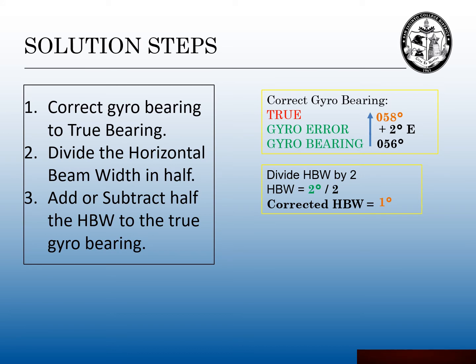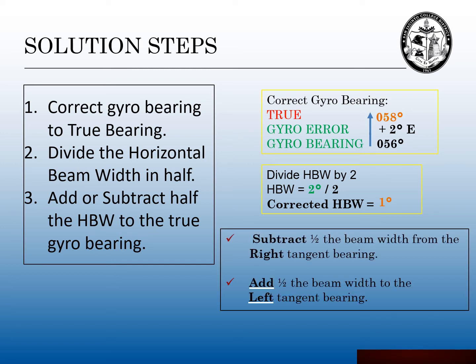And the final, or third, step, we're going to add or subtract half of the horizontal beam width to the gyro bearing. The rule says we're going to subtract half of the beam width from the right tangent bearing, or we're going to add half of the beam width to the left tangent bearing. Since we're on the left tangent bearing, we will be adding half of the beam width, or adding that 1 degree, to our true bearing.